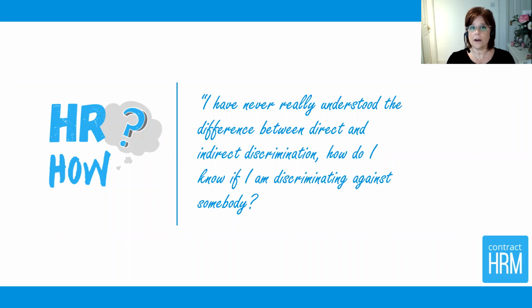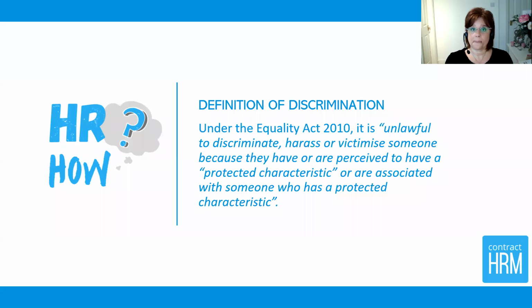So a question that I've heard many times over is, I have never really understood the difference between direct and indirect discrimination. How do I know if I am discriminating against somebody? So let's first of all define what we mean by discrimination. Discrimination is covered under the Equality Act 2010. And it states in the Equality Act that it is unlawful to discriminate, harass or victimize someone because they have or are perceived to have a protected characteristic or are associated with someone who has a protected characteristic.